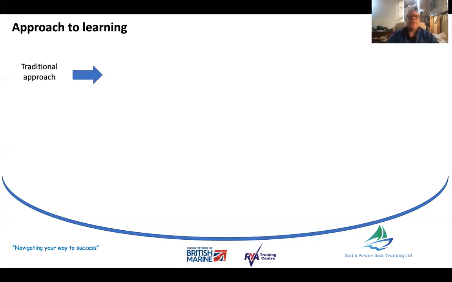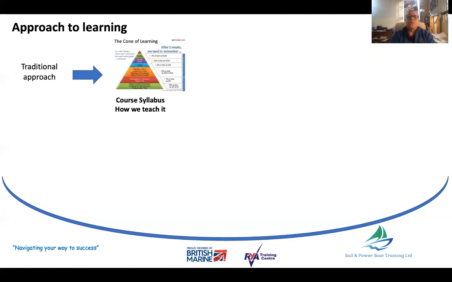Traditionally, approach to learning has been, we've got our course syllabus. So we've got a course syllabus that the RWA do, and we've got an idea how we teach it. So there's some various models, different models in the RWA instructor books. EDIT I refer to as one of them because I think that's one of the best ones, and also how we provide feedback. So we know our course syllabus and we know how to teach it. We go off and we go and run our session.